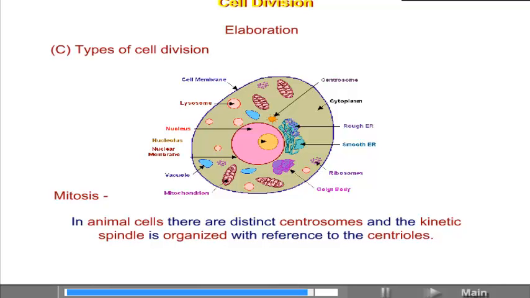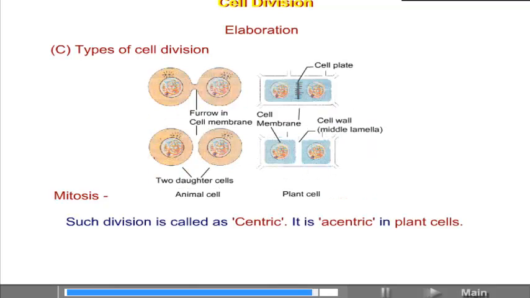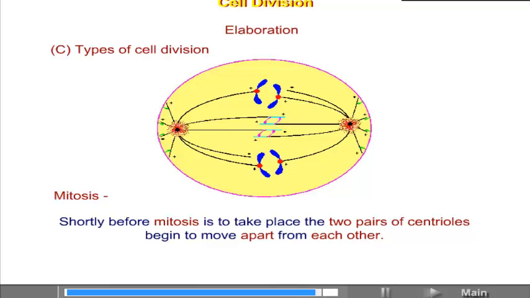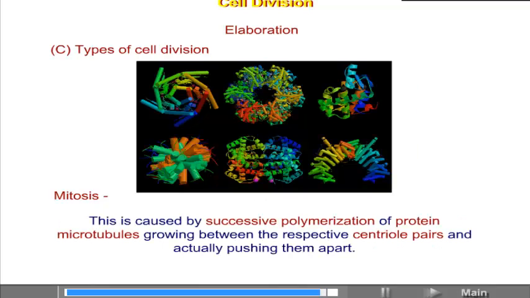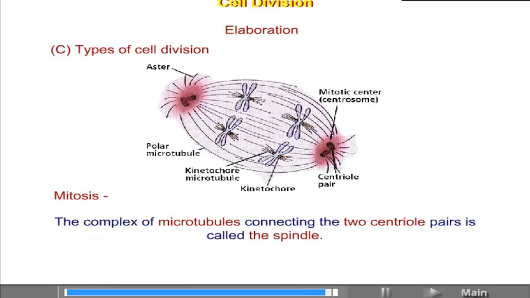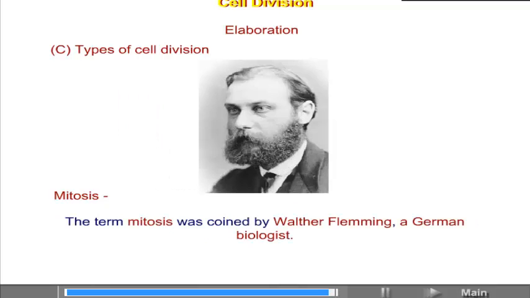In animal cells, there are distinct centrosomes and the kinetic spindle is organized with reference to the centriole. Such division is called centric. It is acentric in plant cells. Shortly before mitosis is to take place, the two pairs of centrioles begin to move apart from each other. This is caused by successive polymerization of protein microtubules growing between the respective centriole pairs and actually pushing them apart. The complex of microtubules connecting the two centriole pairs is called a spindle. The term mitosis was coined by Walther Fleming, a German biologist.